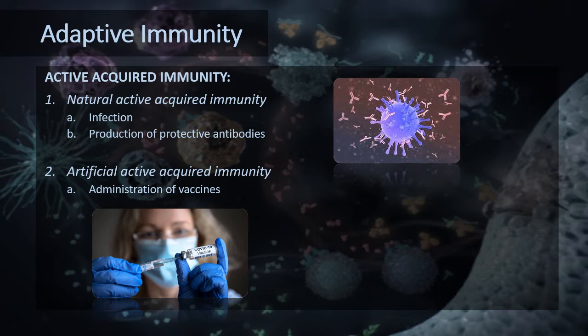For active acquired immunity, we also have two types, the natural and artificial. For natural active acquired immunity, this is achieved through infection, which then stimulates the body to produce protective antibodies against the offending pathogen or microorganism. While artificial active acquired immunity is achieved through the administration of vaccines where the vaccine acts as a stimulant of the immune system to produce antibodies against the specific antigen that the vaccine represents.